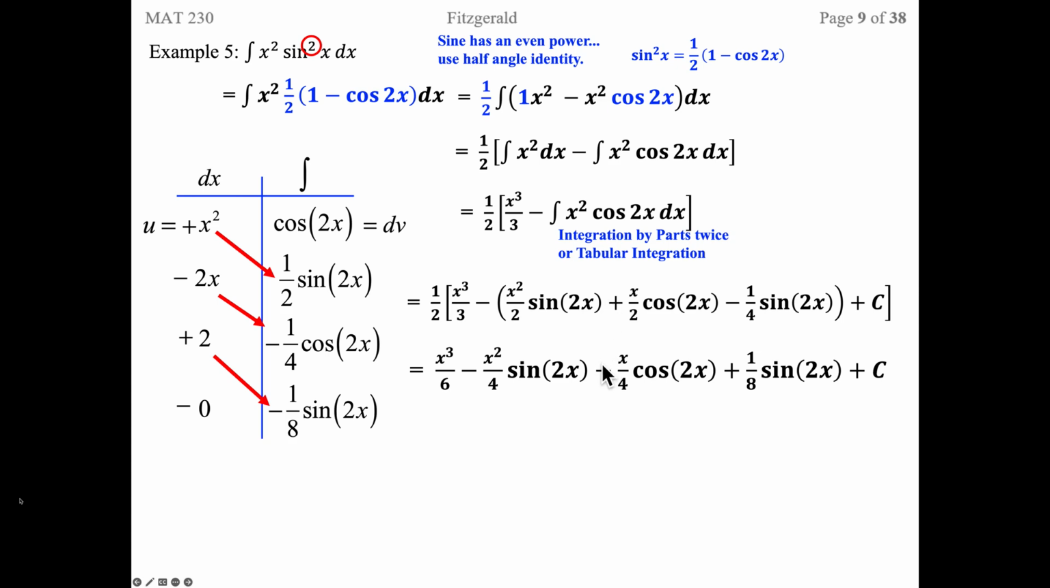The plus becomes a minus with distributing the sign. X over 2 becomes x over 4. The minus becomes a plus. 1/4 times 1/2 is 1/8 times sine of 2x plus c.